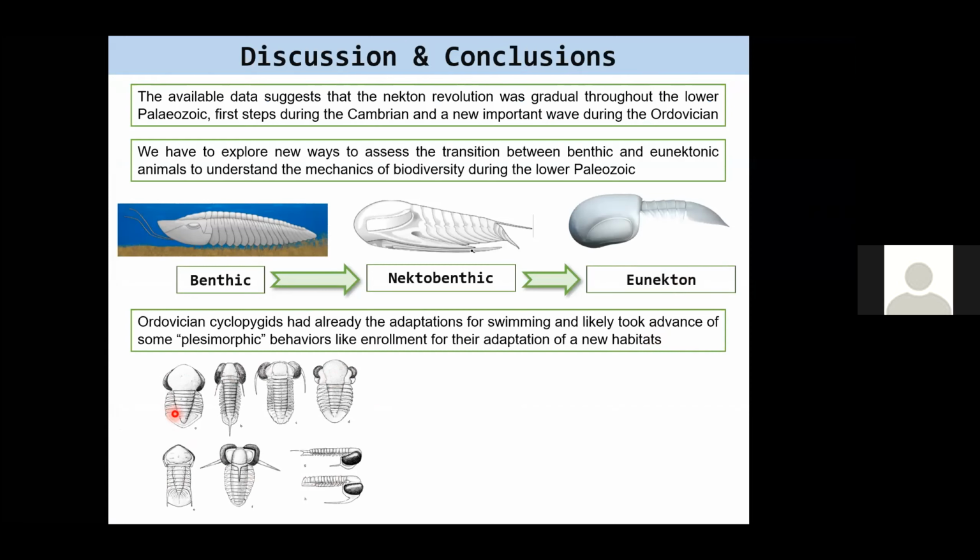We will do it in the future, and it's very nice to see that the plesiomorphic behavior like enrollment was a very nice adaptation for a new habitat in trilobites. We know very well that trilobites enroll from the lower Cambrian, and when they arrived in the water column, they are still using it, we don't really know for what, but it seems at least very effective in the water column.